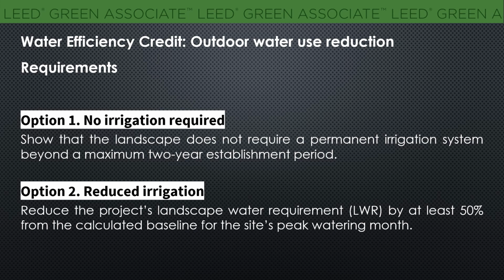And option 2, there is a small variation between this prerequisite and this credit, that is reduced irrigation percentage. So option 2 says that we need to reduce the project landscape water requirement by at least 50% from the calculated baseline for the site's peak watering month. For the prerequisite, we need a minimum of 30%, but here it is 50% from the calculated baseline. So it's very easy since they are connected. You just need to remember the 30% for the prerequisite and the 50% for the credit category.